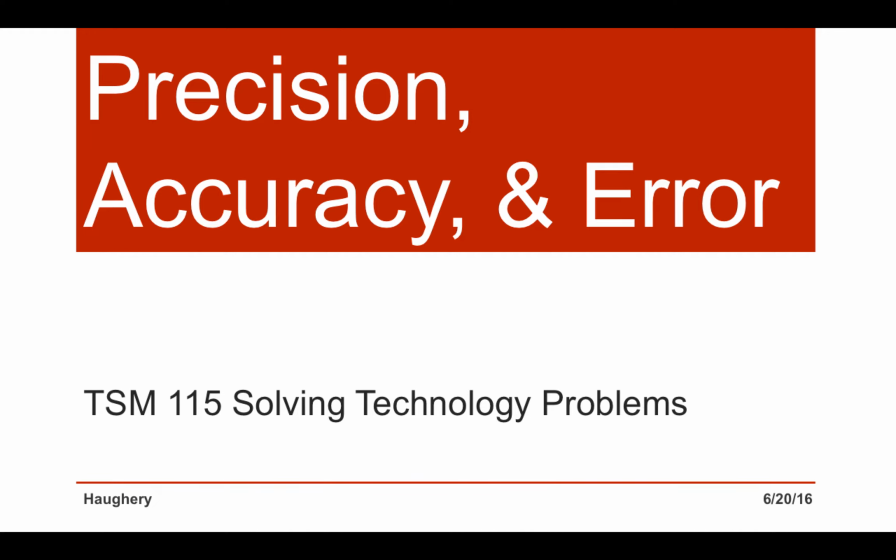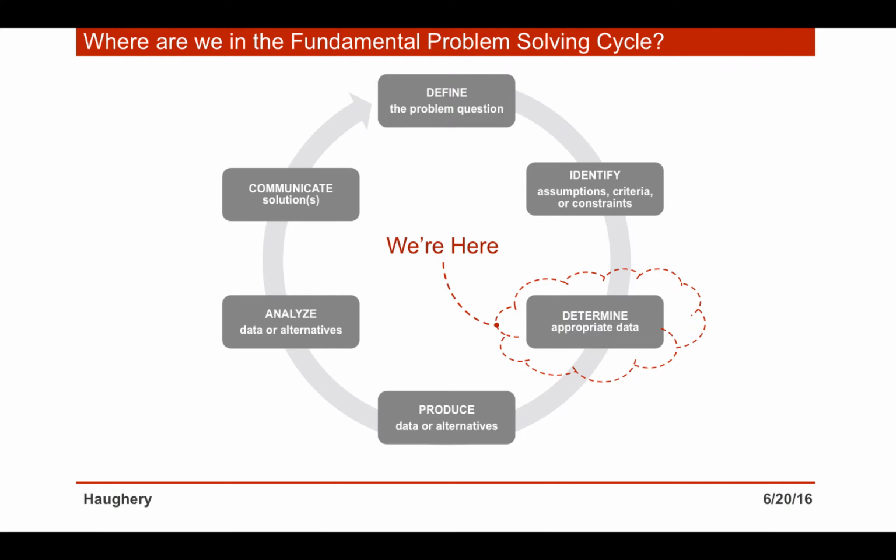Okay, so PowerPoint 4, we're going to talk about precision, accuracy, and error. This conversation is going to reside in the determine appropriate data phase of our problem-solving cycle. So we're still talking about the data, we're still talking about how we interact with that data.